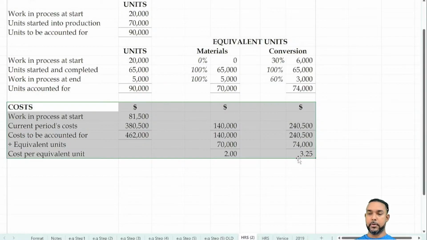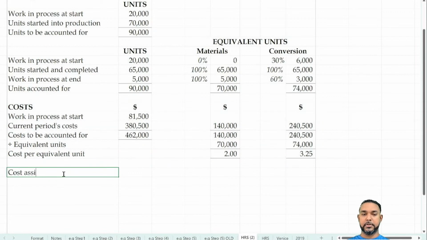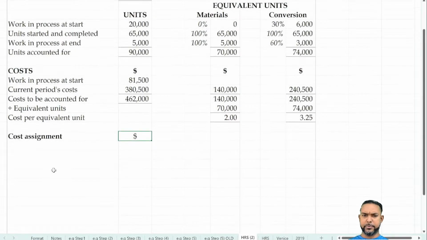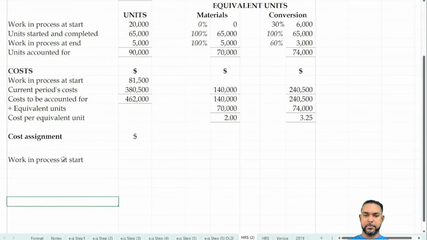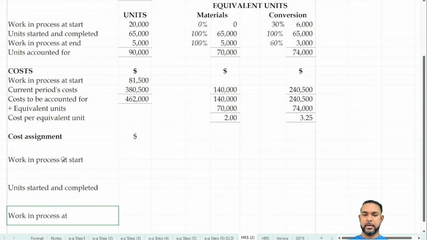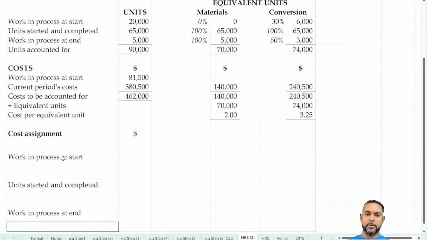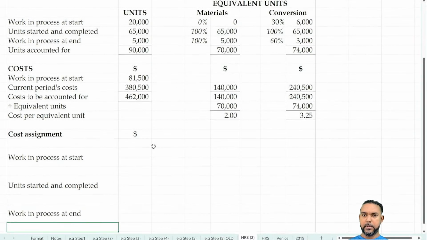Okay, cool. So now the last part we're doing is the cost assignment. We're going to put a little dollar sign there. I'm going to scroll down a bit so we can fit it all. So we have the work in process at start, the units started and completed, and work in process at end.